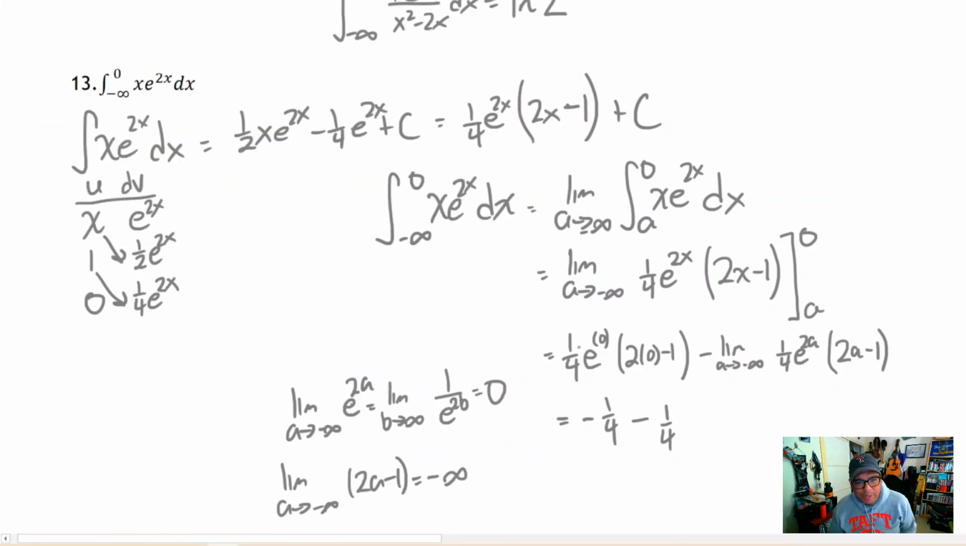So now that we know it's an indeterminate form, we're going to set up to use L'Hopital's rule by trying to turn this into some kind of a ratio. So the easiest way to do that, I think, is to, instead of e to the 2a, we'll put e to the negative 2a in the denominator, and we'll keep 2a minus 1 in the numerator. And we'll use L'Hopital's rule.